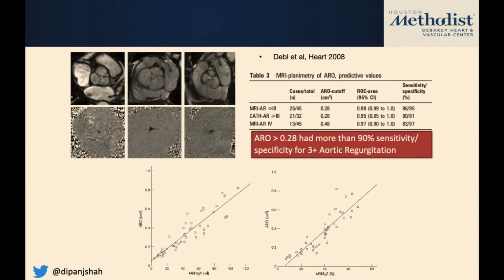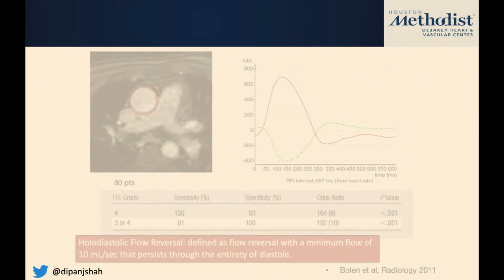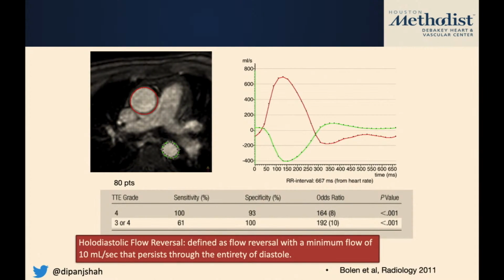Let me skip past this here. A couple of semi-quantitative techniques we can look at. Again, similarly look at the anatomic regurgitant orifice area of the aortic regurgitant jet. There's data showing that an ARO of greater than 0.28 is fairly sensitive and specific for 3+ or 4+ aortic regurgitation. And you can also look, similar to echocardiography, for holodiastolic flow reversal in the descending aorta.